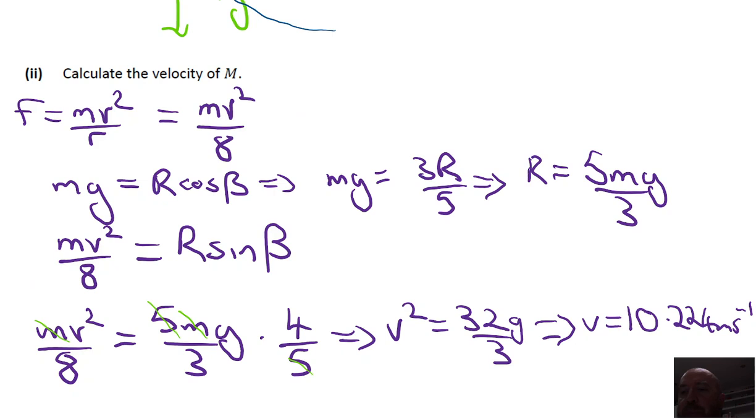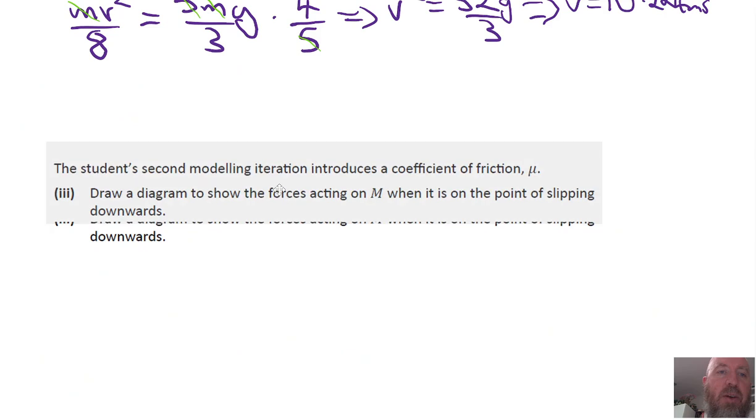And then, so again, we're just moving on. Then what we have to do is, I presume friction is going to come into play now. Just scroll ahead. Yeah. Here's senior friction. So a student's second modeling iteration introduces the coefficient of friction mu. And remember, friction is always against the direction of motion. So let's see. Again, it might be useful to draw your arc of your sphere to help your diagram.